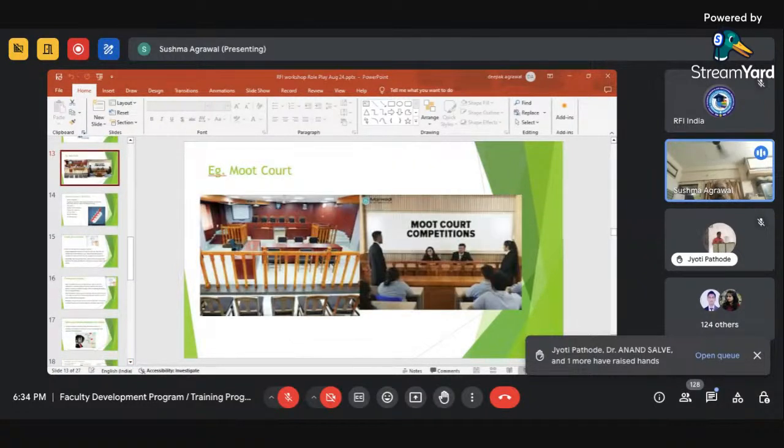This is another example we have seen many times: the moot court. This is simply a role play. You can see a judge or judges sitting over here, then there is a verdict, a criminal, and a few audience members. The students are considered as the audience. This is a basic item very regularly utilized for training in law-based courses, LLB or BLLB, something like that.